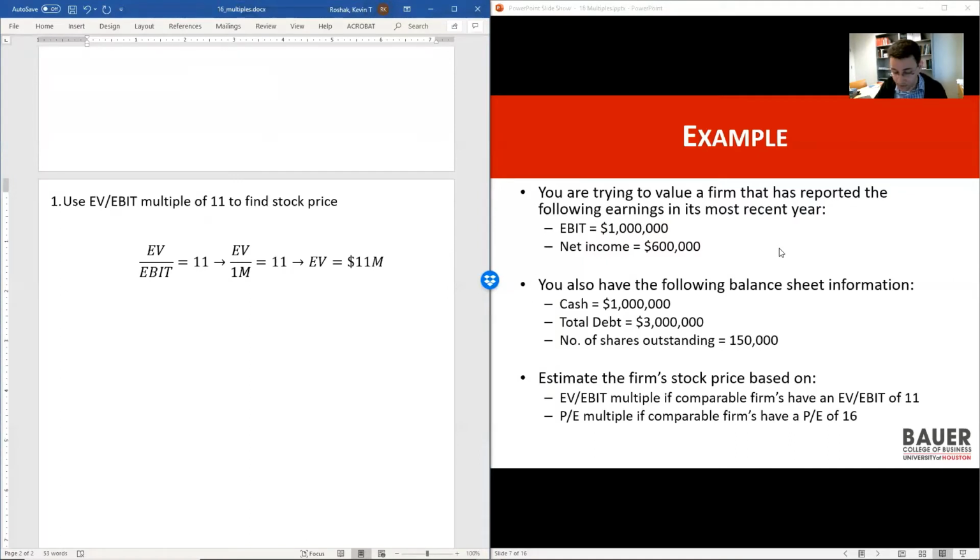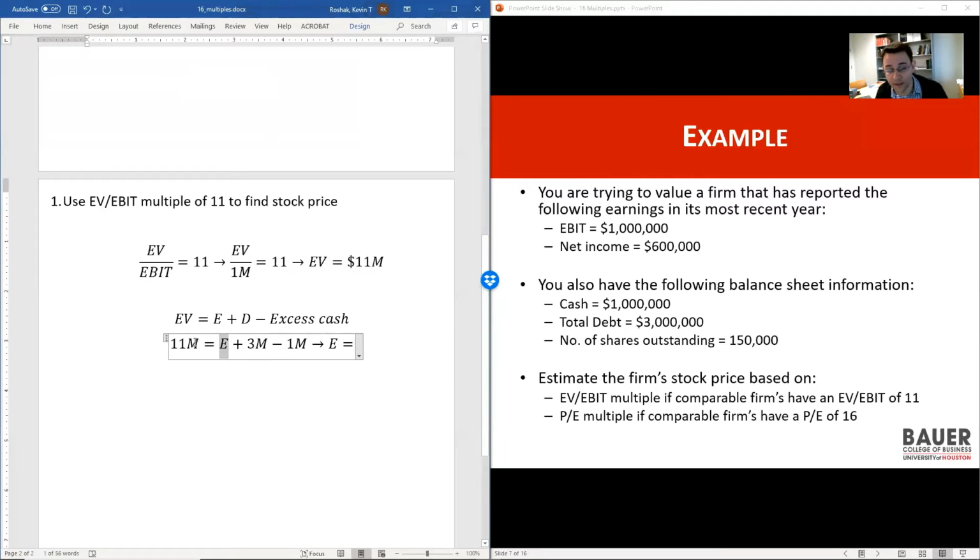To review some of the old stuff we've covered, we have to estimate the stock price based on the enterprise value. Just to recall, the enterprise value is going to be equity plus debt minus your excess cash. So for this company, we know that the enterprise value is 11 million. We don't know the equity. We're going to solve for that. We know that the debt is 3 million, and we know that the cash is 1 million. That's going to allow us to solve for equity. Equity is going to be 11 plus 1 minus 3, so that's going to be 9 million.